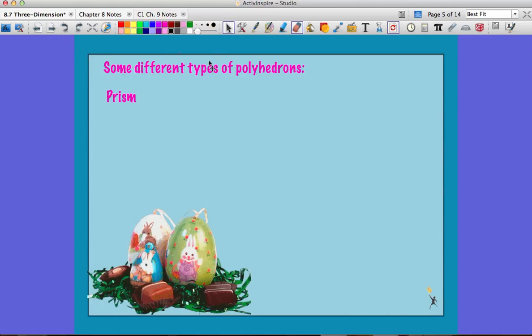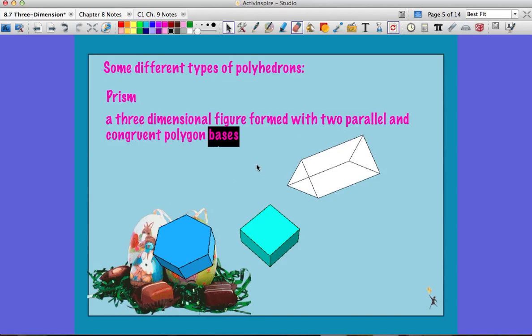Alright, so prism, back to your vocabulary. A prism is a 3-dimensional figure formed with 2 parallel and congruent polygon bases. So what this means is you want to look for the shape that you only see twice. And in this case, you see a triangle here and a triangle here. Those will be your bases. Okay? They never touch. They're the same size. Okay? So they are our bases.